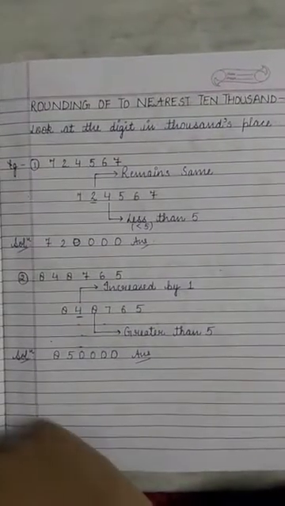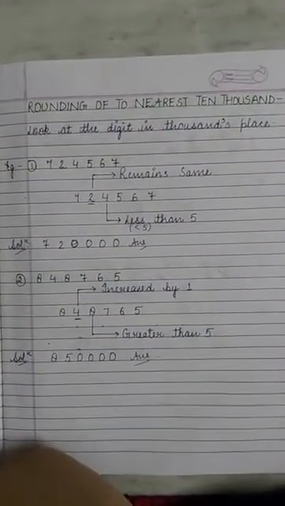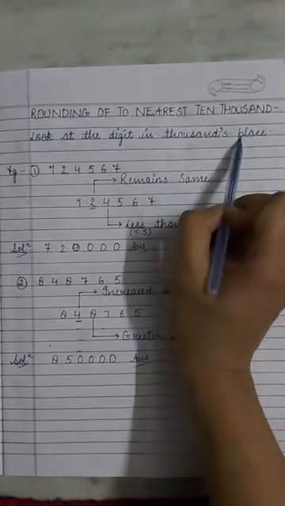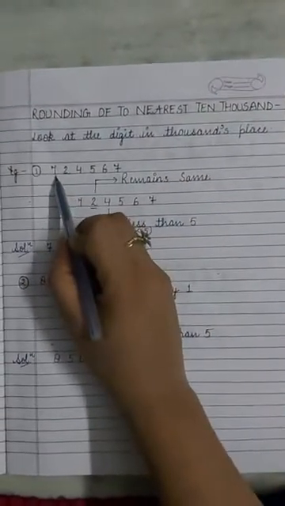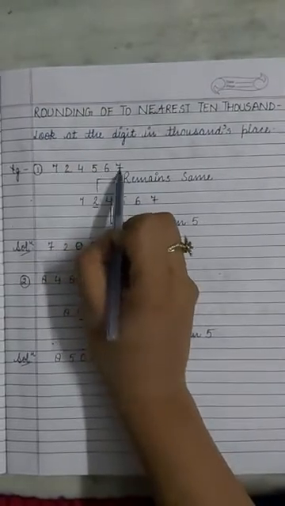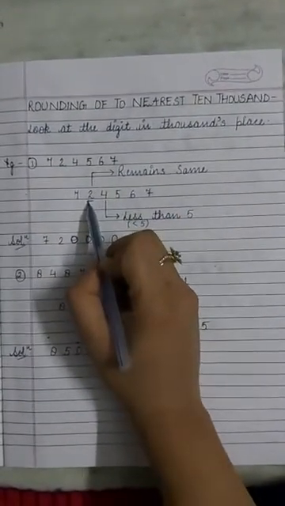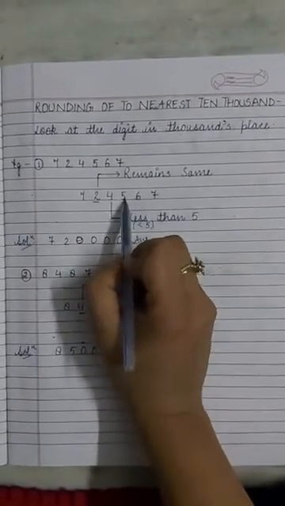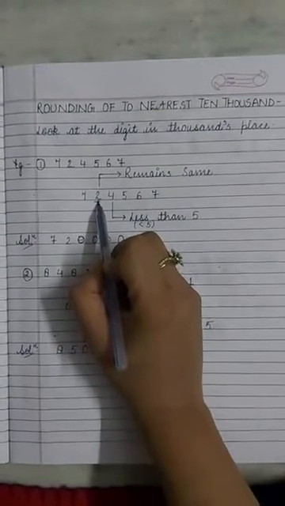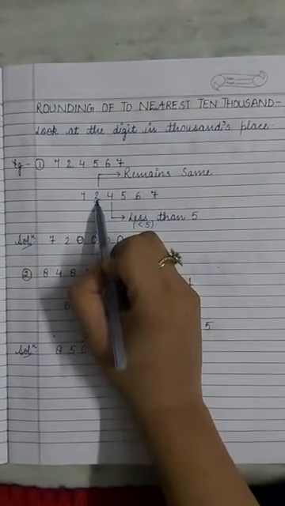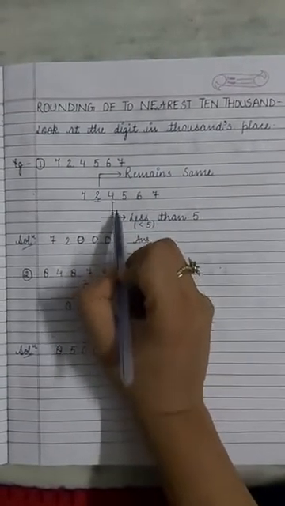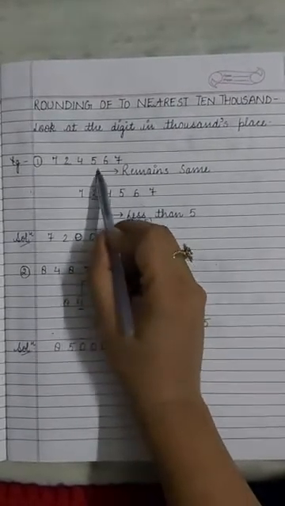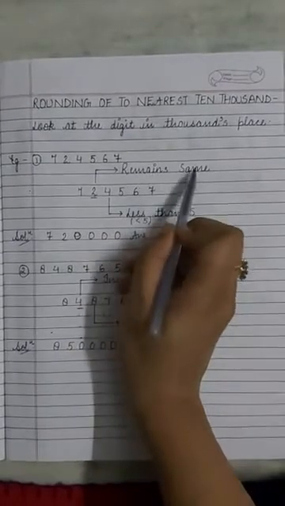Now rounding off to the nearest 10,000. In this we will look at the digit in the thousands place. Now I have taken a number, 724567. I have underlined 2. Why? Because it is on the 10,000 place. See how: ones, tens, hundreds, thousands, 10,000. Now which digit will we look at? The digit in the thousands place. That is, we will look at 4. 4 is less than 5. That is why 2 will remain as it is.